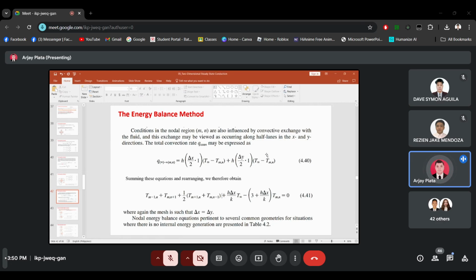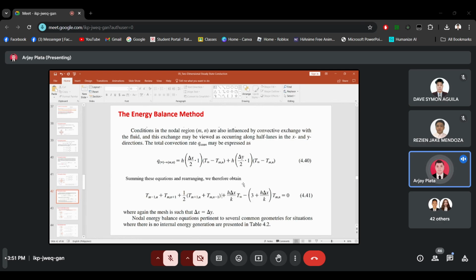So Tmn, T infinity minus Tmn. Simplifying it, you will get this equation 4.41. So we have the total energy coming in. So we have a combination of conduction and convection, where again the mesh is such that delta x equals delta y.